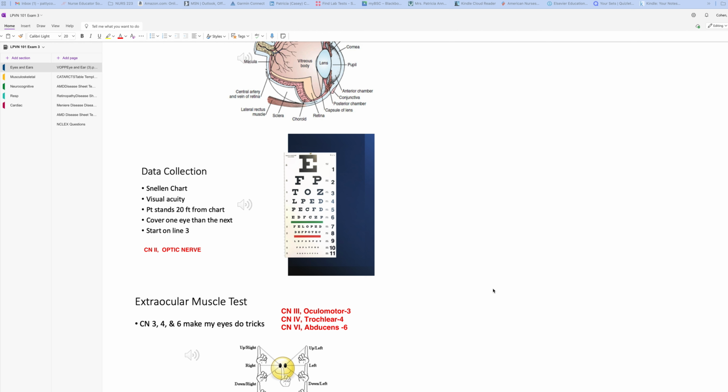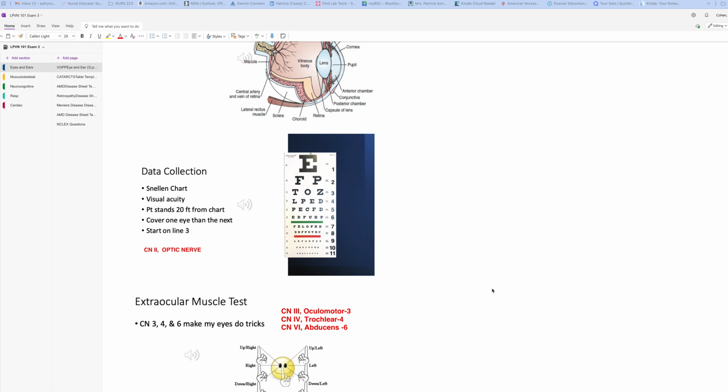The Snellen chart, you put a patient 20 feet from the Snellen chart. And this is a test of visual acuity. In other words, how well do they see? Cover one eye and then the next. You start on line 3. All right, this is testing cranial nerve 2, which is your optic nerve.